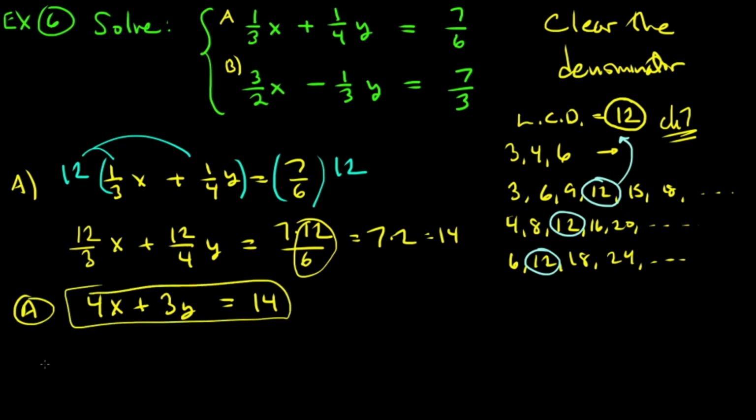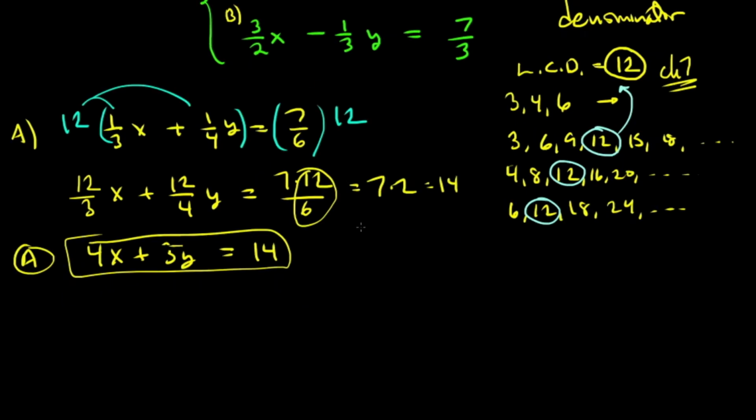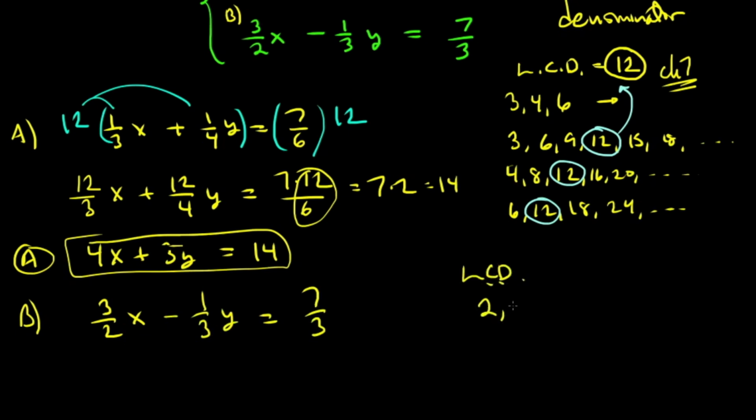So this looks much nicer. Now you just do the same thing with equation B. Equation B was 3 over 2 times x, not plus, but minus 1 over 3 times y equals 7 over 3. And what's the least common denominator here? We have denominators of 2, 3, and 3. So hopefully you see that the least common denominator is 6, since 2 times 3 is 6. So multiply both sides by 6, again only in the numerators.